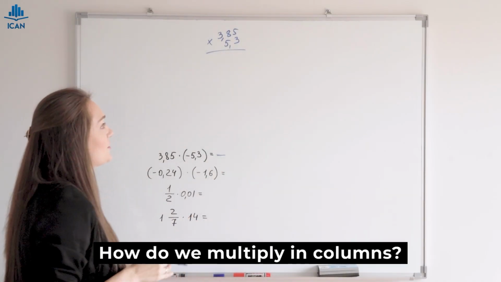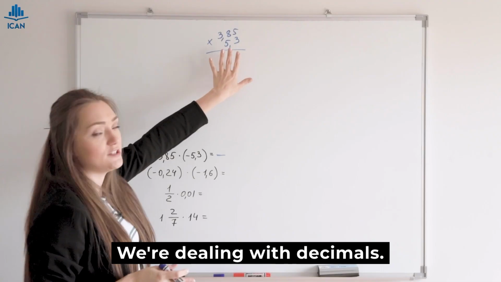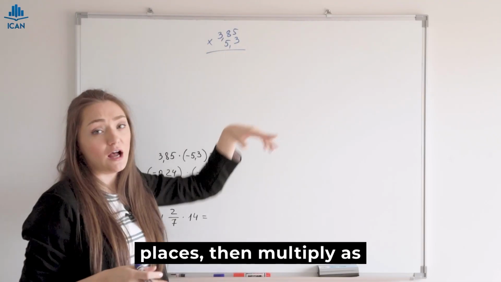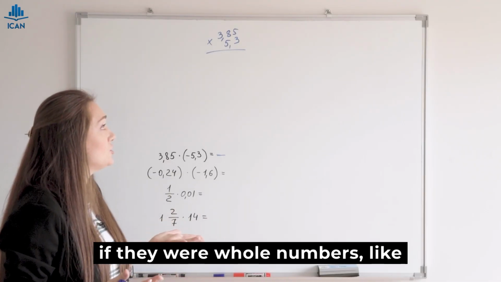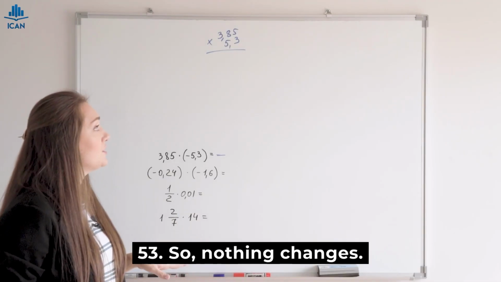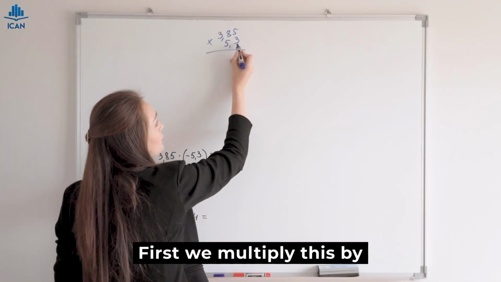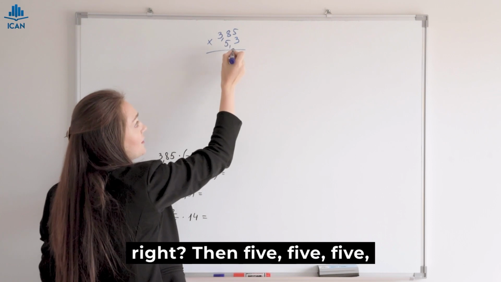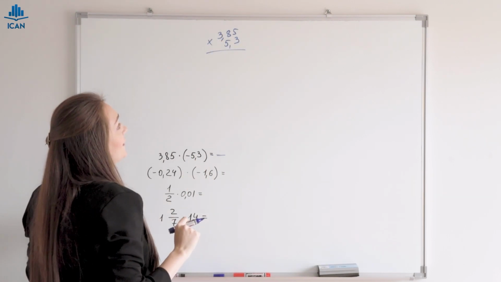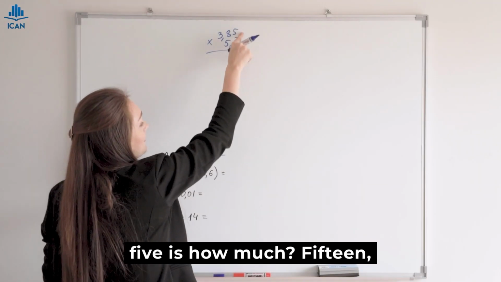How do we multiply in columns? We're dealing with decimals. We'll count the decimal places, then multiply as if they were whole numbers, like 385 times 53. So nothing changes. First we multiply this by 5, 8, then 3, right? Then 5, 5, 5, 8, 5, 3. It's that simple. So let's see, 3 times 5 is how much?